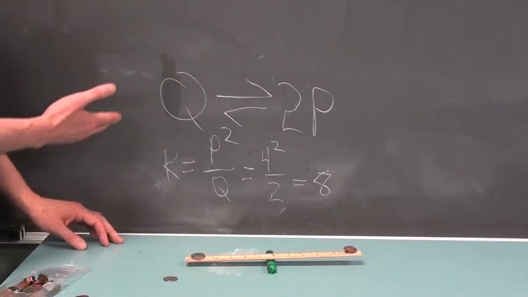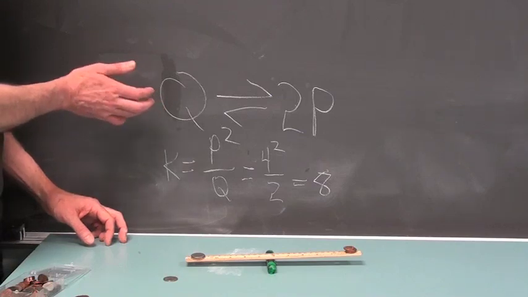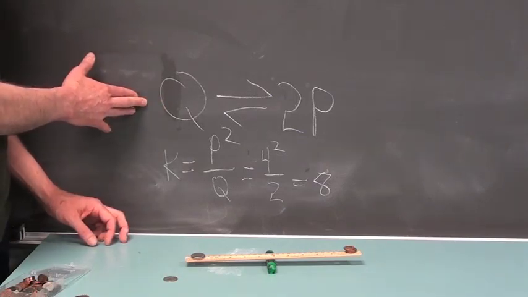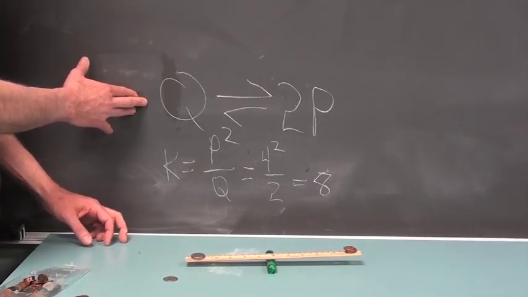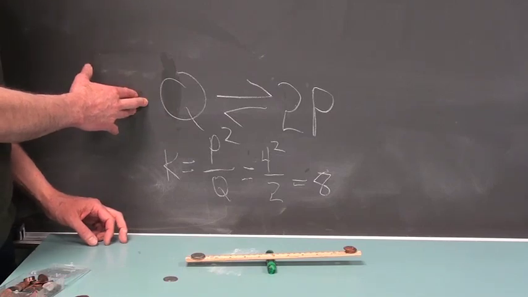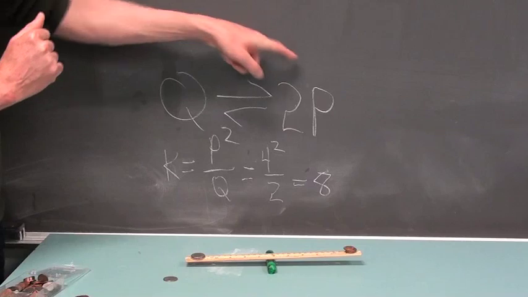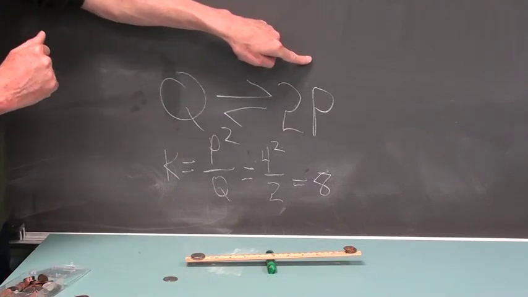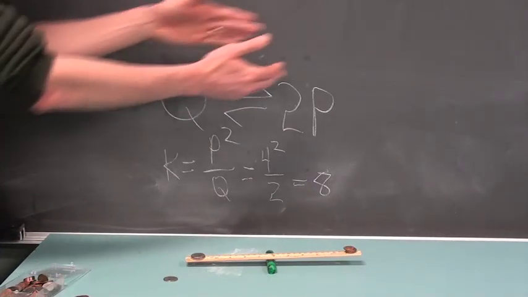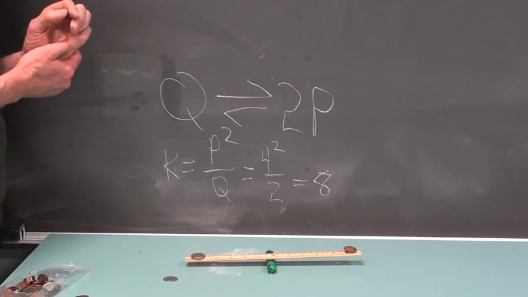Le Chatelier's principle says, if I add extra reactants, aka quarters, they're going to get used up and produce enough pennies to rebalance it. If I added extra product, you'd go the other way. You'd use up product and it would get converted back to reactant.